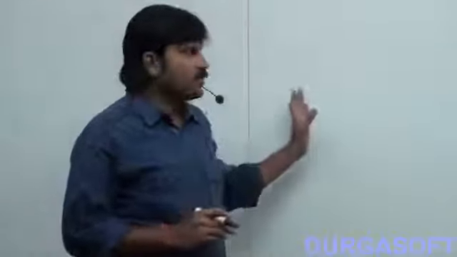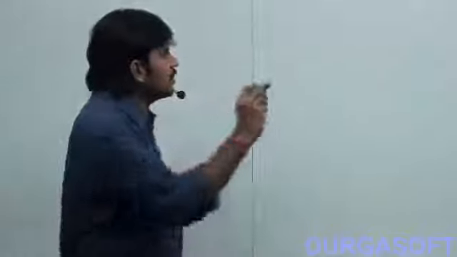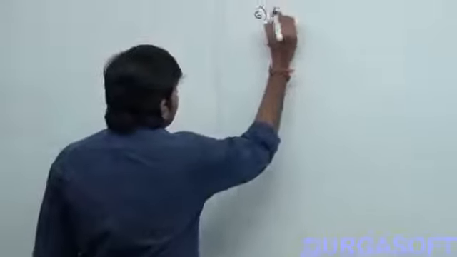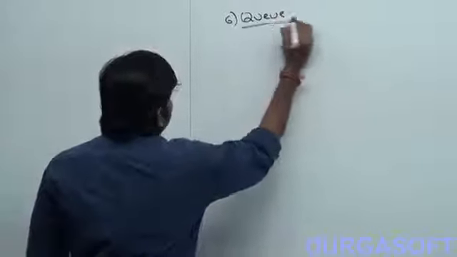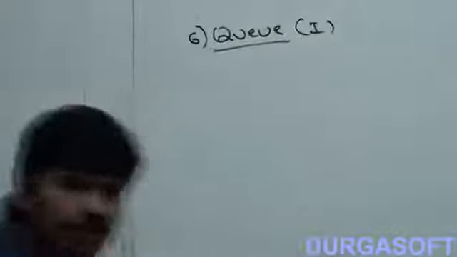So the next one, up to this we covered collection, list, set, sorted set, navigable set. Now the sixth interface is the Queue interface, right? 6.1 Queue interface.